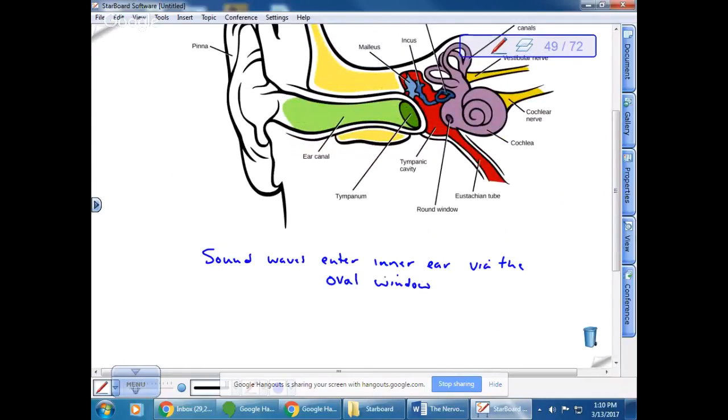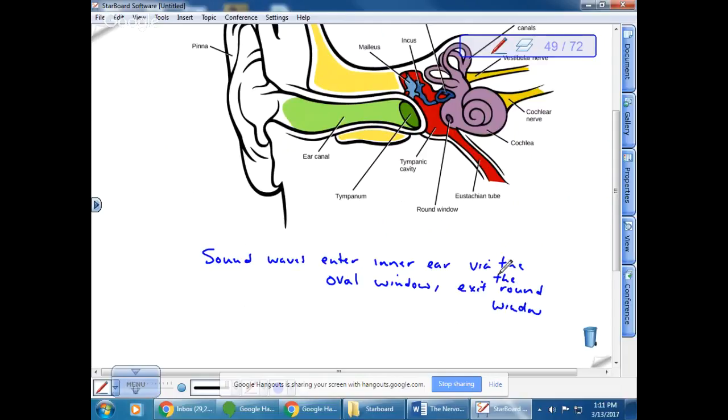So this is a membrane that is flexible. And so when the malleus, the incus, and the stapes move, they create a fluid-filled wave, right? So the inside of the inner ear is filled with fluid. So then they exit the round window. If we're going to put energy into this closed system, we have to have a way for energy to leave. And so they exit the round window.